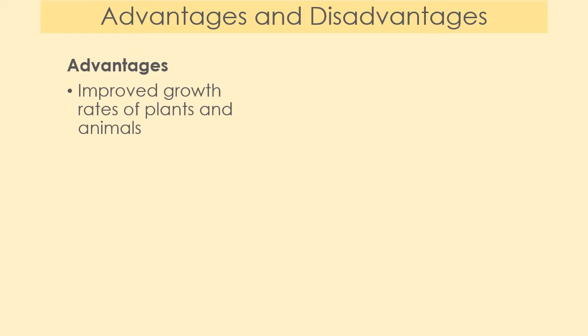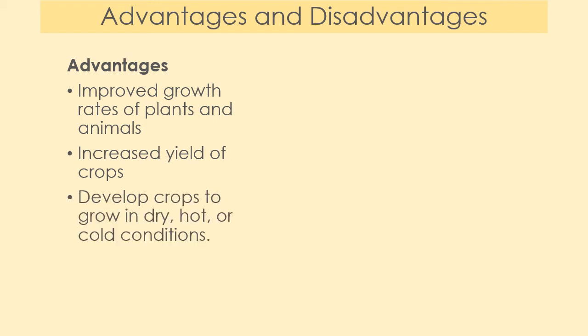So an advantage, we get improved growth rates in plants and animals. Might be a bit controversial looking at that cow, that looks a bit too long, but there will be more food on the plants and the animals, which in terms of the human population needing more food as the human population is growing is probably quite a good thing. Again, we can get an increased yield of crops.